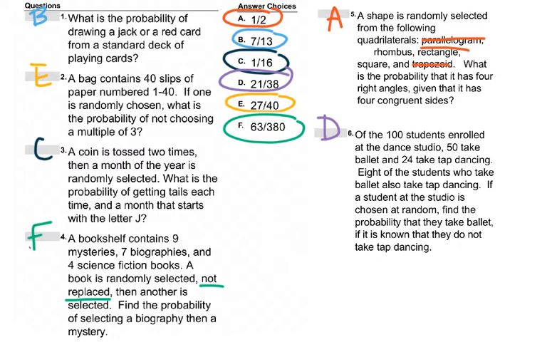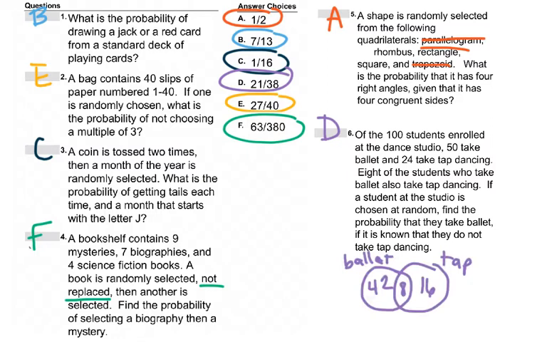Alright, and then I'm going to get purple. Of the 100 students enrolled at a dance studio, 50 take ballet, 24 take tap dancing. 8 of the students who take ballet also take tap dancing. If a student at the studio is chosen at random, find the probability that they take ballet if it is known that they do not take tap.